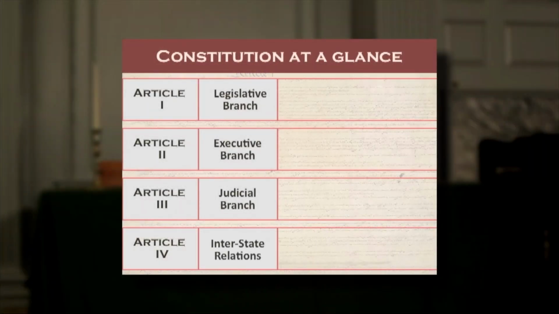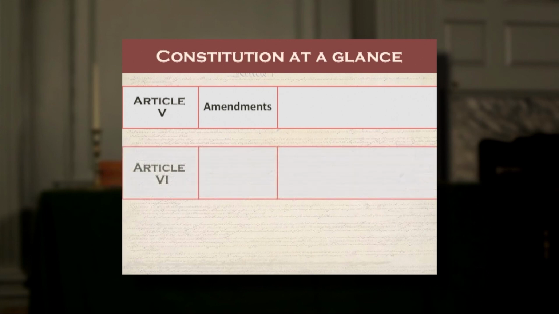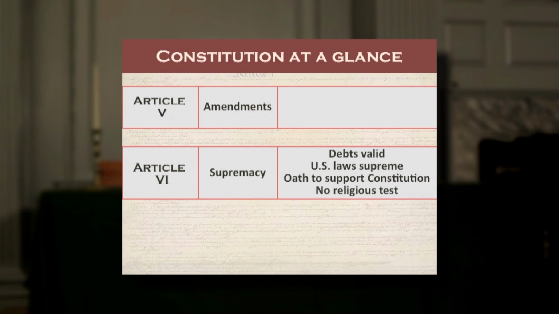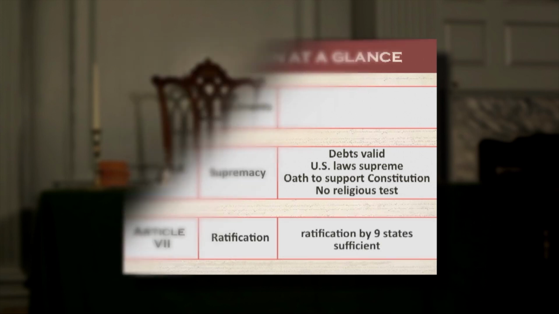Article 4 is about interstate relations. We're not going to come back to that much except to point out that there in Article 4, Section 4 is where we're guaranteed to be a republic, not a democracy. Article 5 is the amendment process. We'll spend a little bit of time on that. Article 6 is where you get the supremacy clause. They validated the debts from the Confederacy, no religious tests, sorts of things like that. And then Article 7 is ratification. We won't spend any time on that in our class.